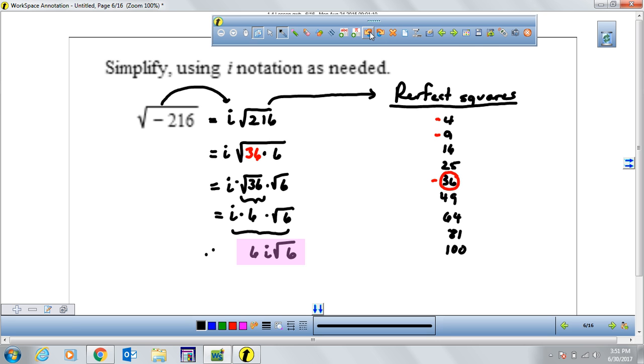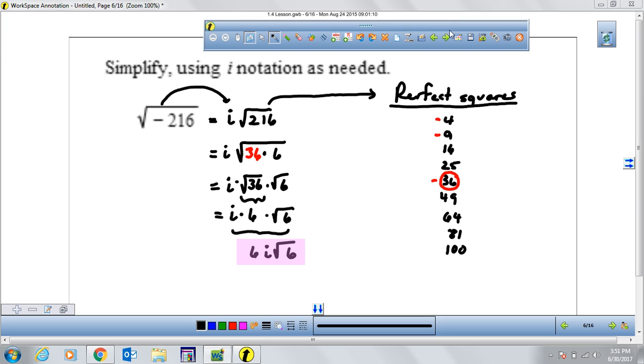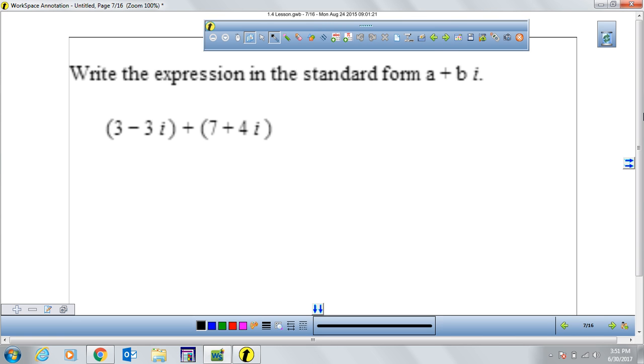Now let's go ahead and discuss the next idea. Now we're gonna do the basic operations of complex numbers, which is addition, subtraction, multiplication, and division of complex numbers. We're gonna start with addition and subtraction.